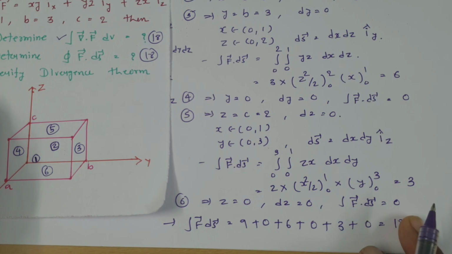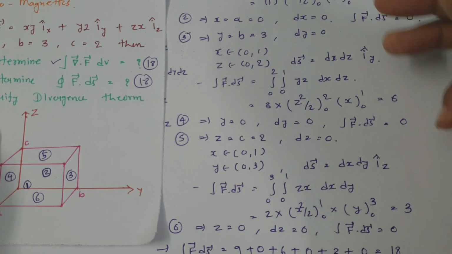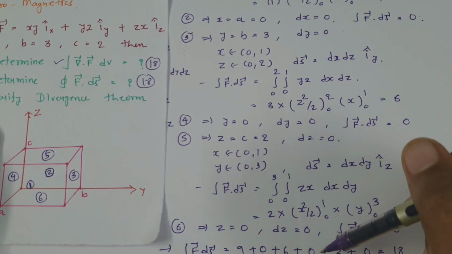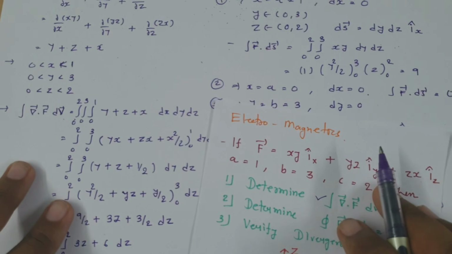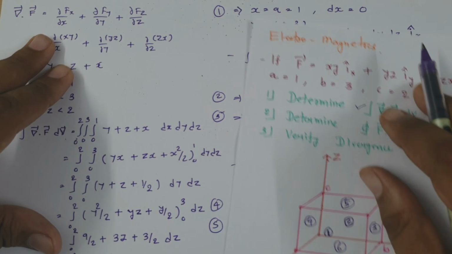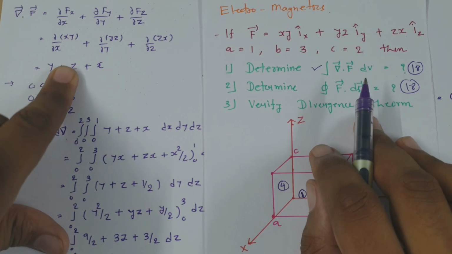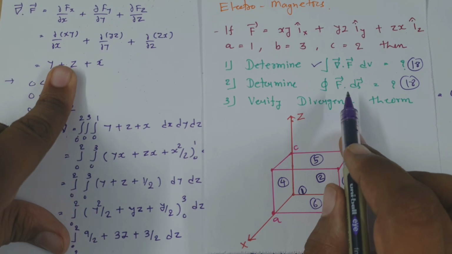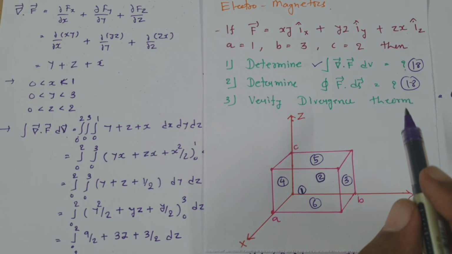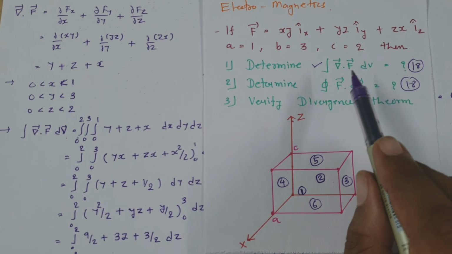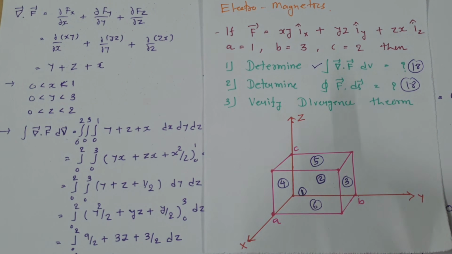But I think one should understand this. You should not do this much big calculation for 6 different surfaces. I think you should go for the divergence theorem calculation, and one can easily calculate the volume integration as well as the surface integration. So in a difficult problem, you should go by the divergence theorem. It will give you an easier way of calculation.